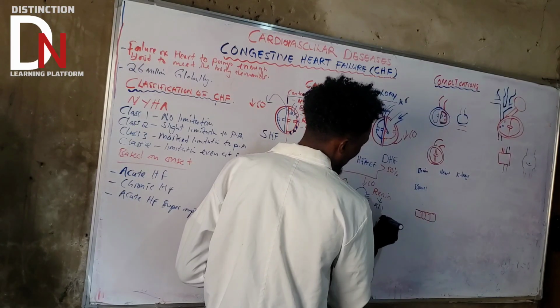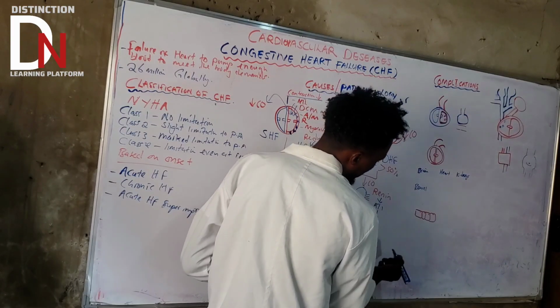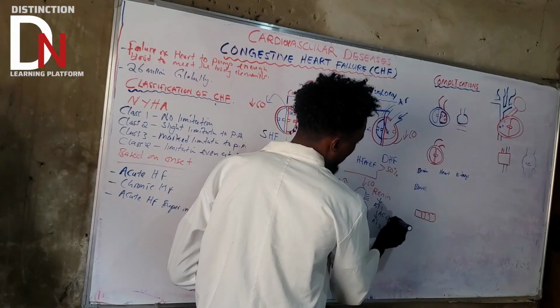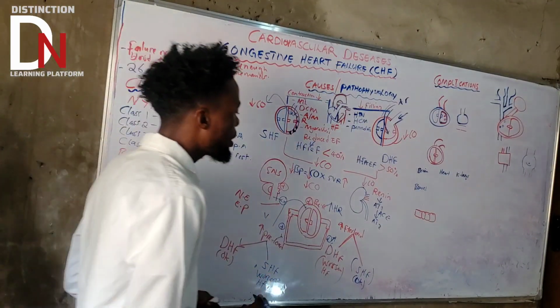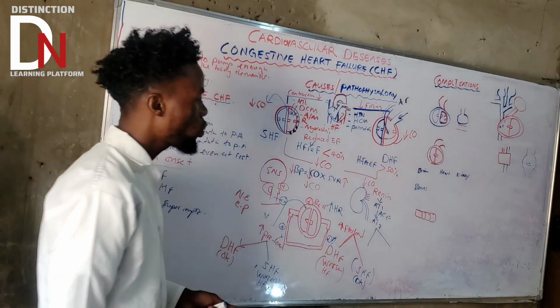Angiotensin 1. Then angiotensin 1 will be converted into what? Angiotensin 2 by what? ACE. Angiotensin-converting enzyme is going to convert that one. Angiotensin 2 is going to have a lot of effects.